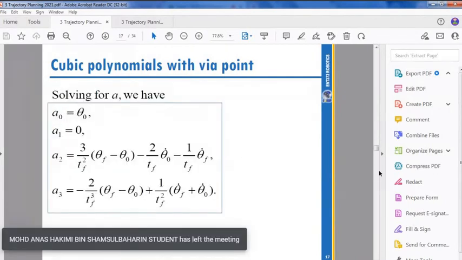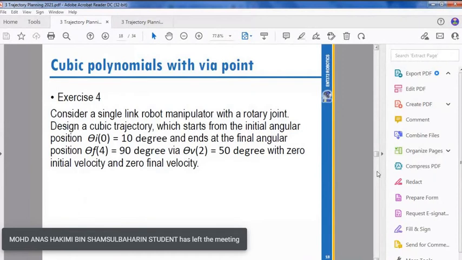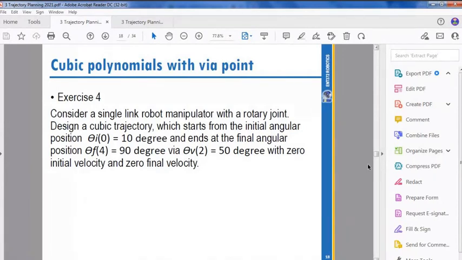Okay. Similar to via point. Without via point and via point are similar, but for via point you need to calculate twice. That's all.